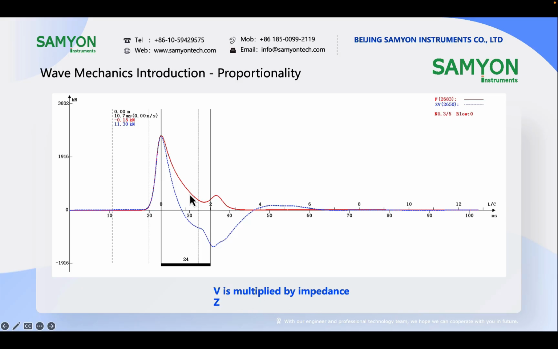So if there is no soil resistance, we should see that force and velocity stick together until the end of the pile. The reason that they separate is the soil resistance that we are going to discuss later. So first, let's take a look at how we can get the proportionality relationship.